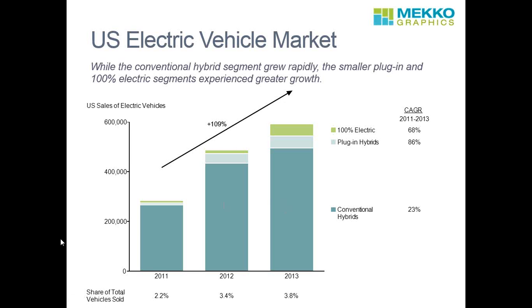I use the data row in this chart as well. I think the data row is a good way to add information about each of the, in this case, each of the years. So here I'm showing the percent of electric vehicles relative to total vehicles sold in the US, and you can see that that percent is increasing as well, from 2% in 2011 to almost 4% in 2013.